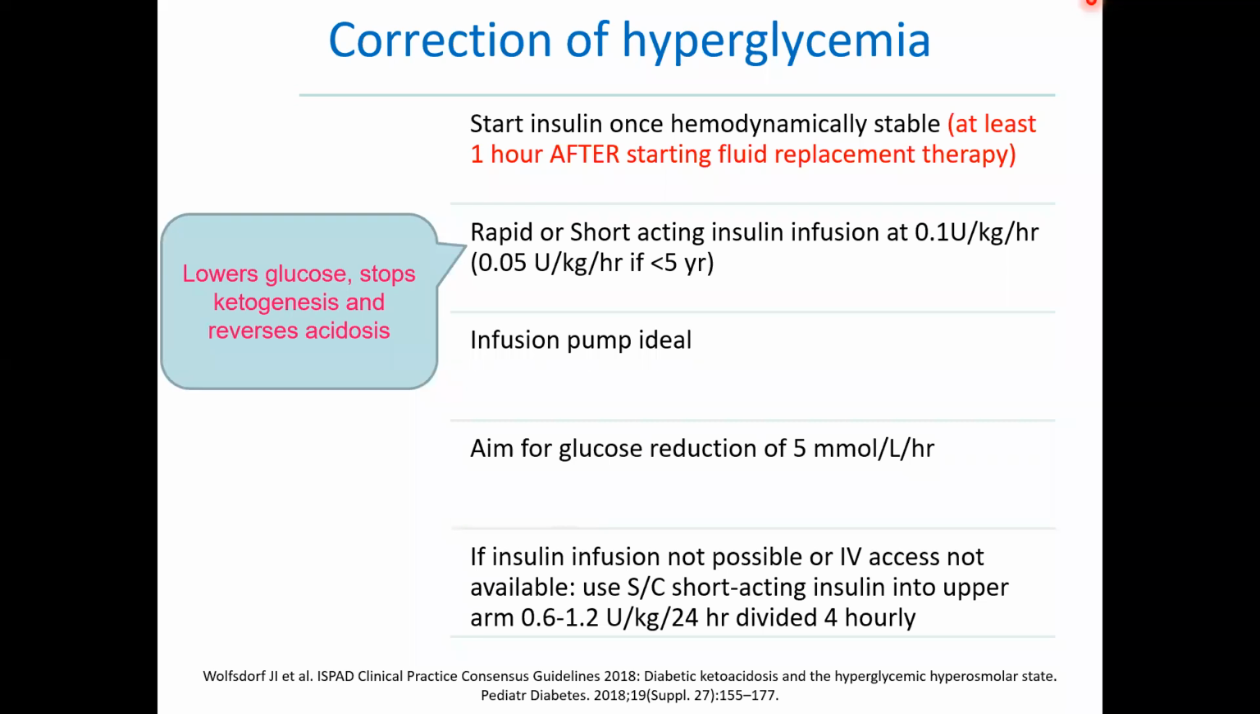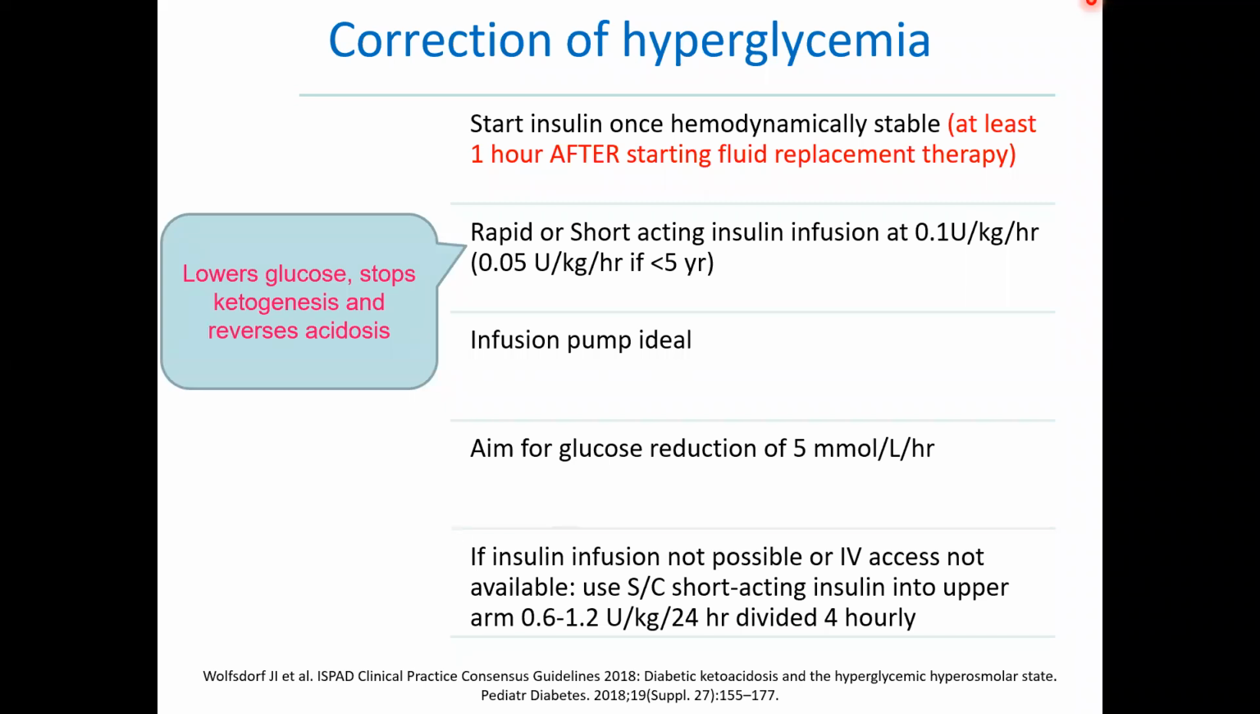So how much insulin do we give? Normally we use either rapid or short-acting insulin, which is also called regular, and we give it as an infusion at 0.1 units per kg per hour. But if the child is below 5 years, we actually give 0.05 units per kg per hour. In fact, in many centers right now, they're using 0.05 units per kg per hour for most patients, even for adult patients, and it has been found that the outcomes are the same. It takes a little longer for the blood glucose to normalize, but at the end, the outcomes are still the same. So it's ideal to use an infusion pump.